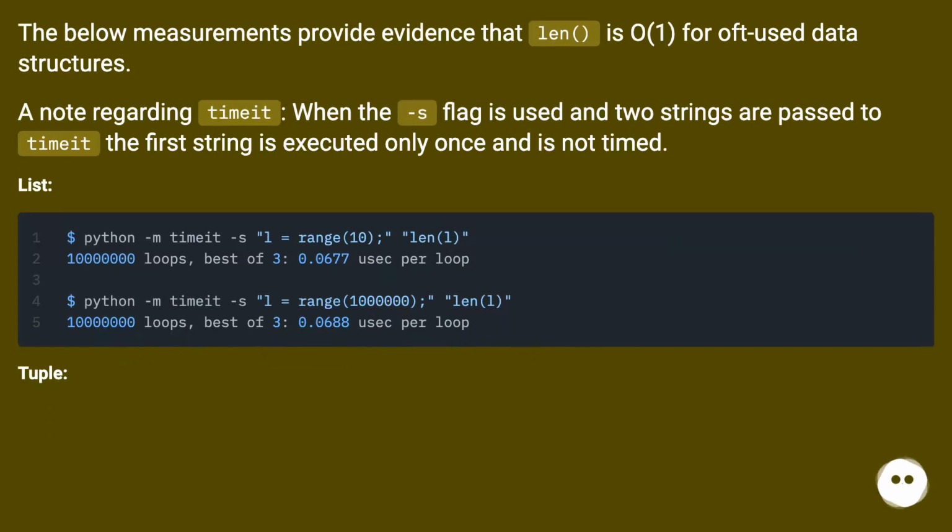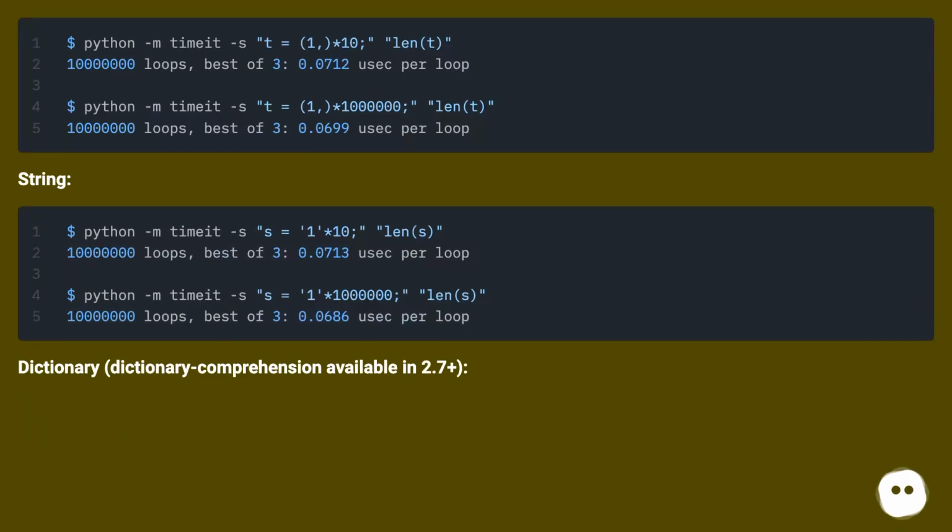A note regarding timeit: when the -s flag is used and two strings are passed to timeit, the first string is executed only once and is not timed. List. Tuple. String.